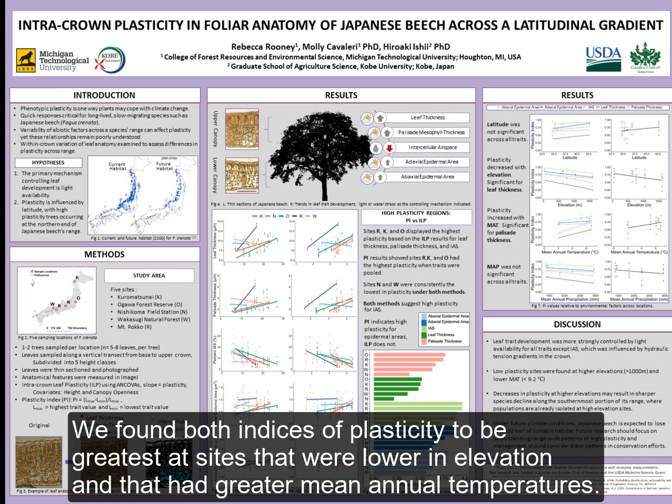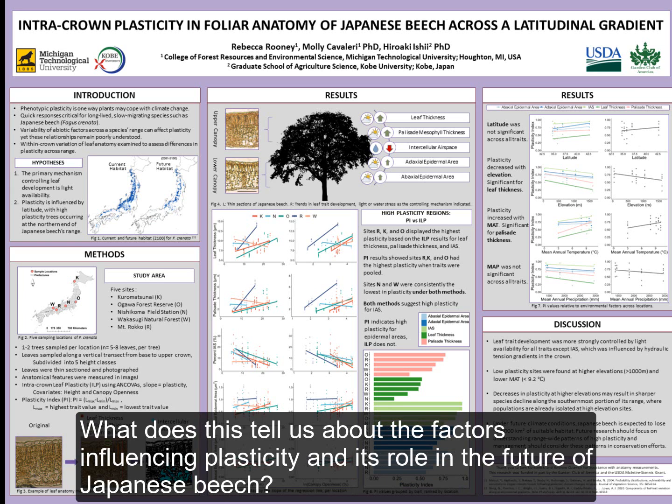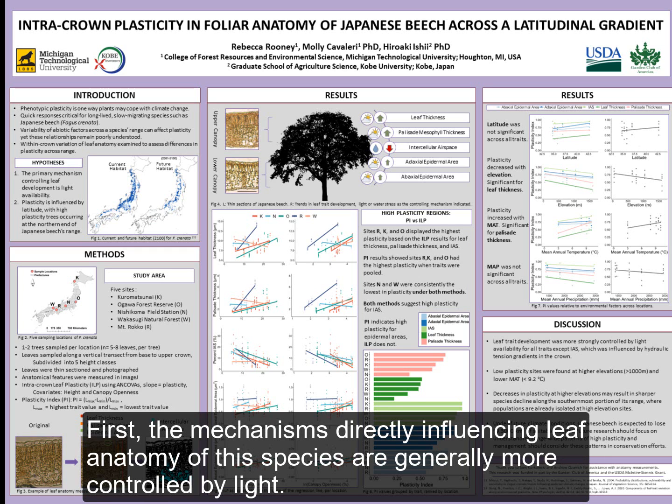We found both indices of plasticity to be greatest at sites that were lower in elevation and that had greater mean annual temperatures. So what does this tell us about the factors influencing plasticity and its role in the future of Japanese beech? First, the mechanisms directly influencing leaf anatomy of the species are generally more controlled by light.